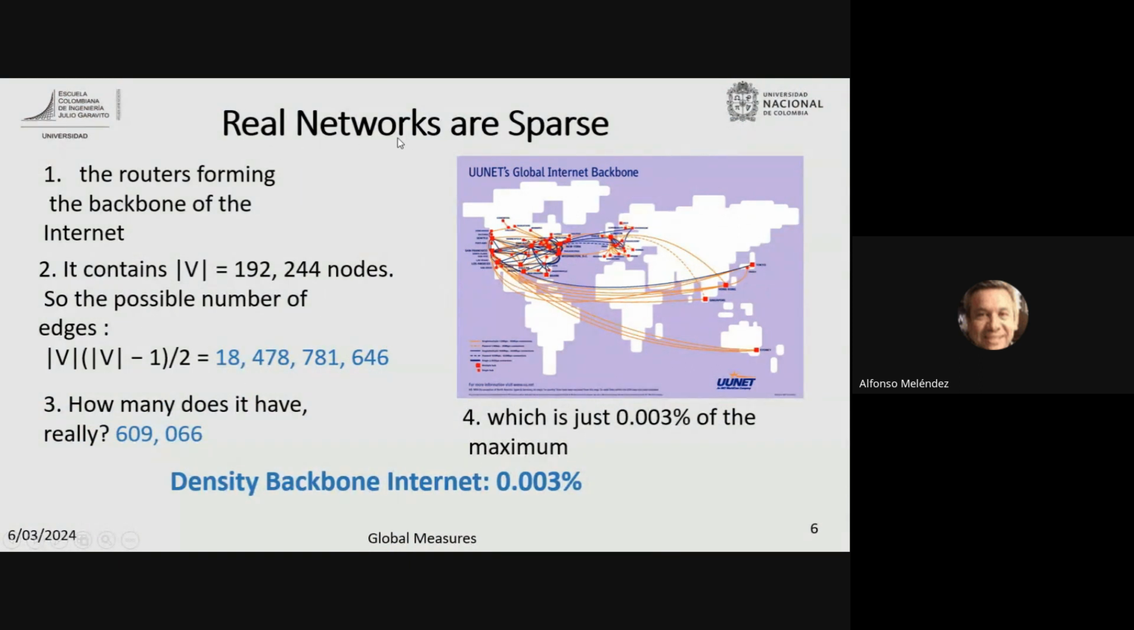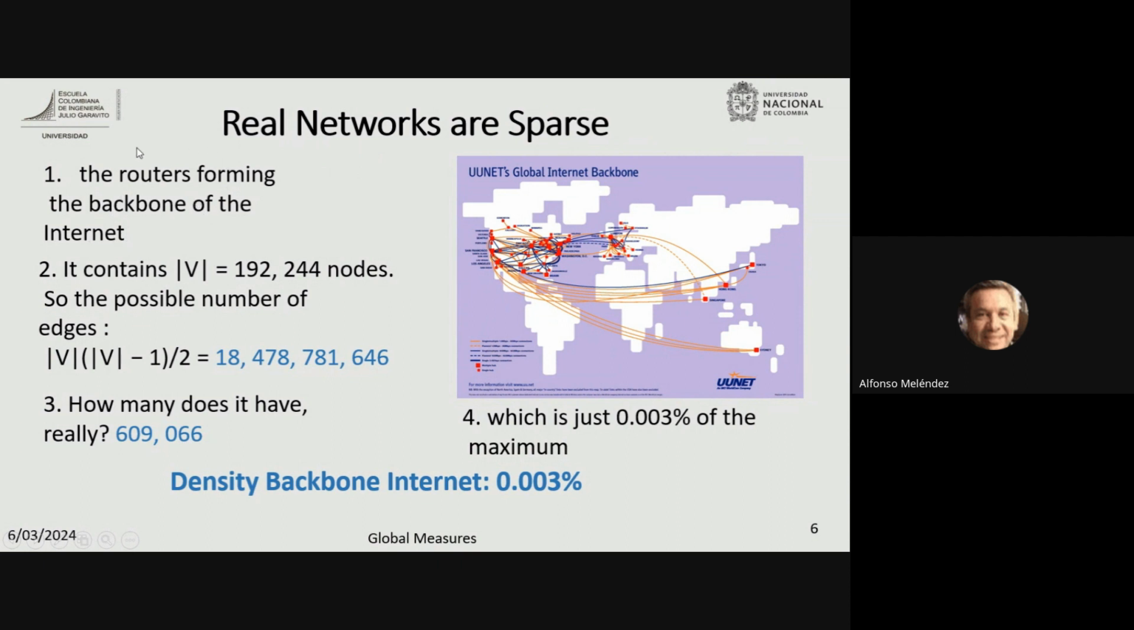Real networks, this is an important point. Real networks are sparse. What is sparse? Low density. This is an example: the routers forming the backbone of the internet.